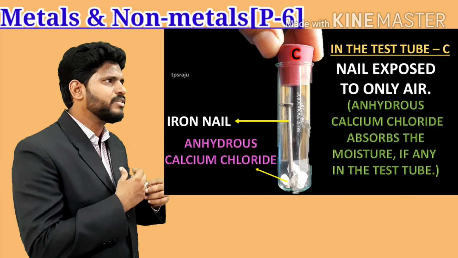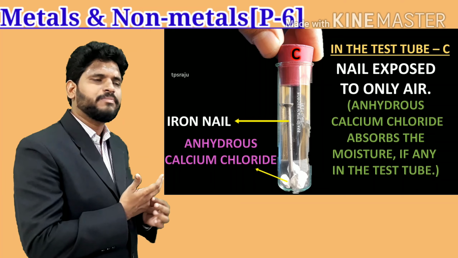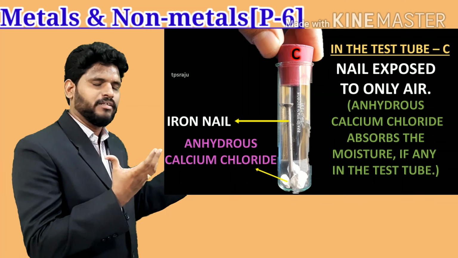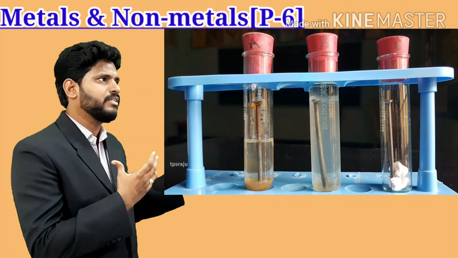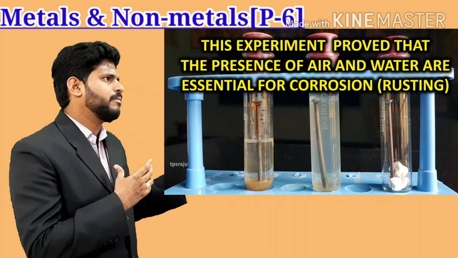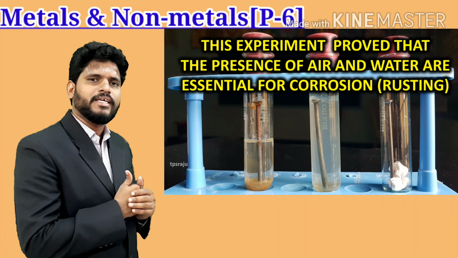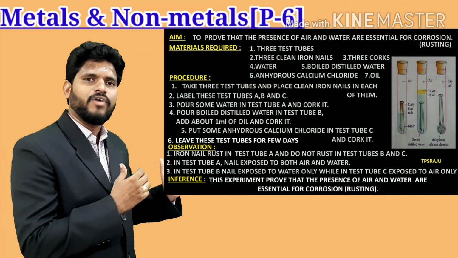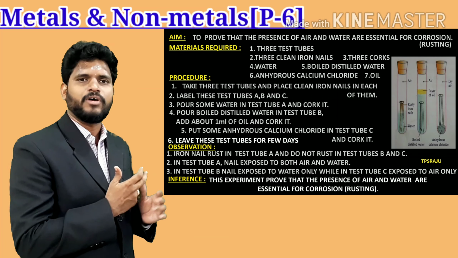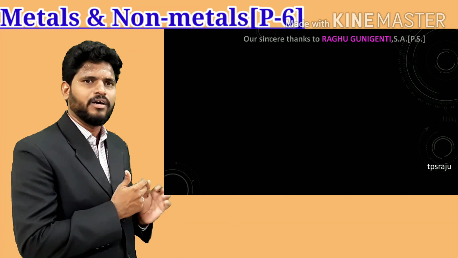It will absorb the moisture present in the test tube. So there is no moisture, only oxygen is present. That's why there is no chance of corrosion forming. So this experiment proves that the presence of oxygen and moisture is required for the formation of corrosion on metal surfaces. Are you clear?